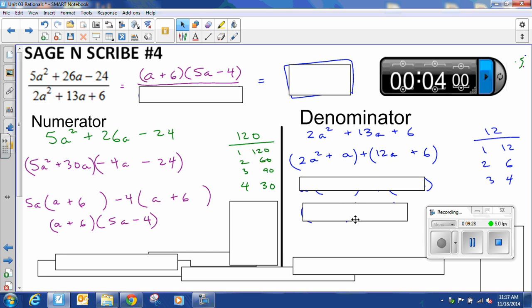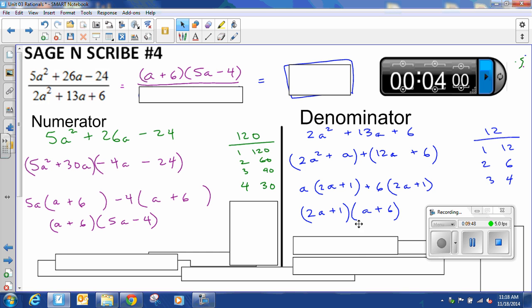So I've gone ahead and set this up like grouping, split the middle term to a plus 12a. I group over here, I extract a to leave 2a plus 1. I extract the 6 to leave 2a plus 1. I have matching parentheses, matching binomials, so I know I've grouped correctly. And the final factored form is 2a plus 1, a plus 6.